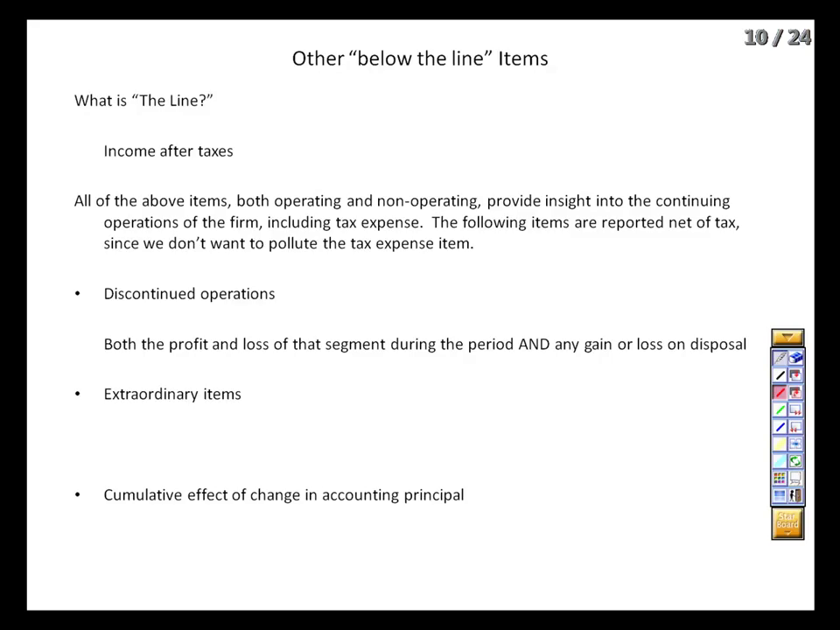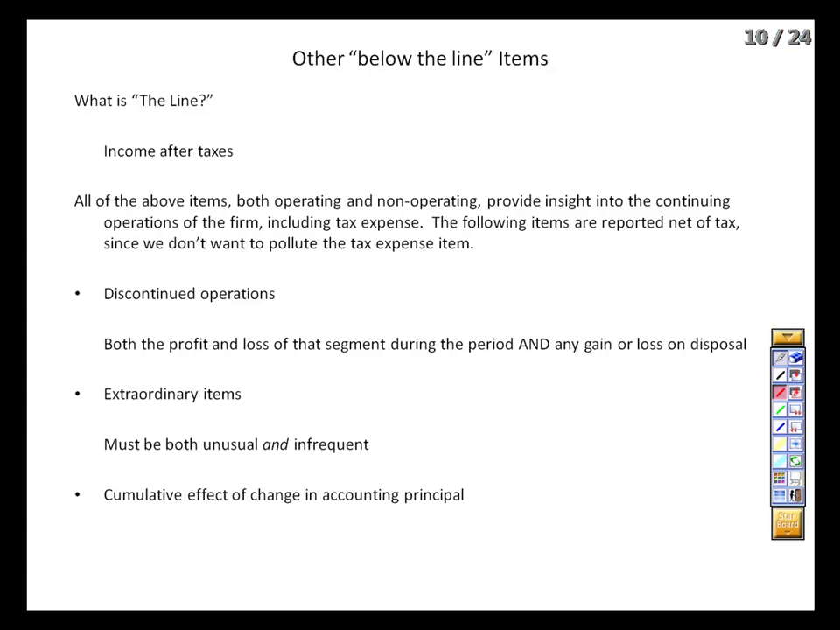Extraordinary gains or losses. These are the things that are both unusual and infrequent. A hurricane in Florida is neither unusual nor infrequent. A hurricane in North Dakota is both. This isn't expected to happen again, so we've pulled it aside.